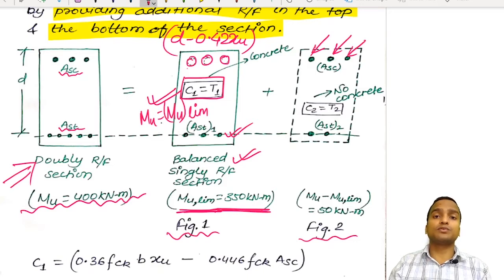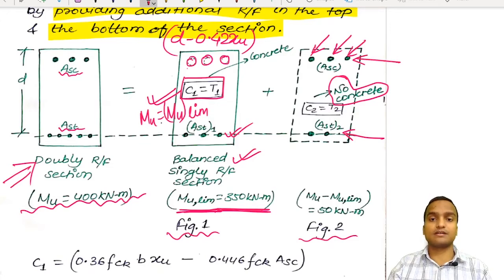Now in figure 2 we see only steel bars. There is no concrete. I have specifically written it, there is no concrete. So there is steel in the tensile zone whose area is AST2, and there is steel in the compressive zone whose area is ASC. Here also there will be compressive force and tensile force C2 and T2, and by equilibrium of forces C2 will be equal to T2.